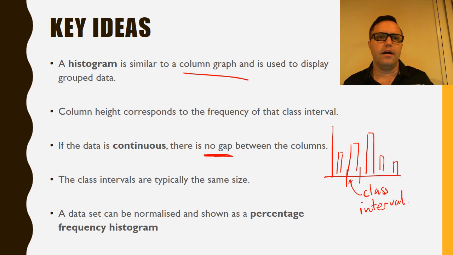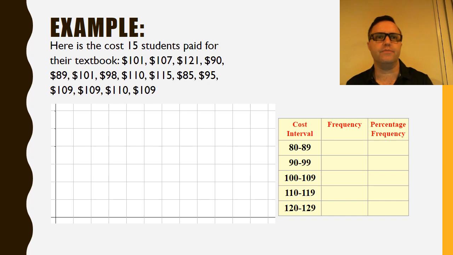A data set can also be normalized and shown as a percentage frequency histogram. It's a little bit different to your normal frequency histogram. You can use it to compare different sets of data because it's normalized to a percentage rather than the data points themselves. All right, so an example.